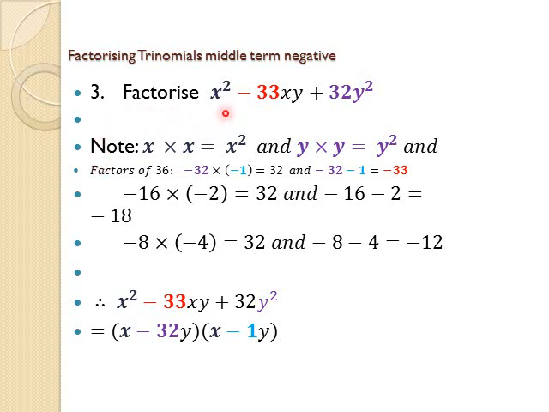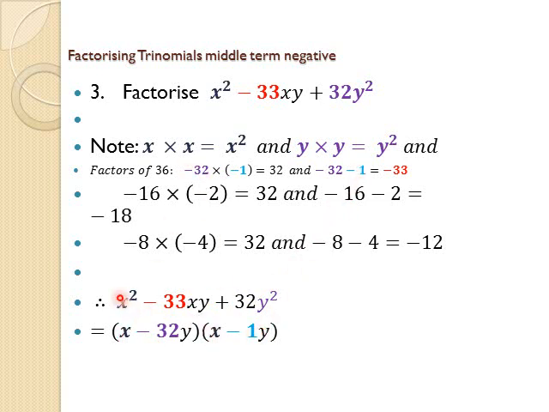Problem number 3, I have x squared minus 33xy plus 32y squared. So again, x squared, by now you know, x times x. Y squared, y times y. Factors of 32 to get to negative 33. Negative 32 times negative 1 gives me positive 32, but minus 32 minus 1 would give me negative 33. Using 16 and 2, you can see I don't get the middle term, and 8 and 4, no middle term. So in my brackets, I have minus 32 and minus 1.